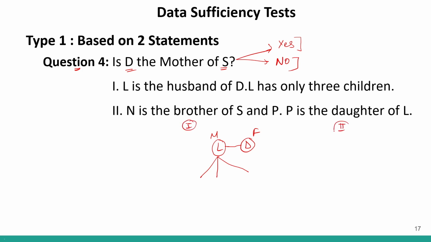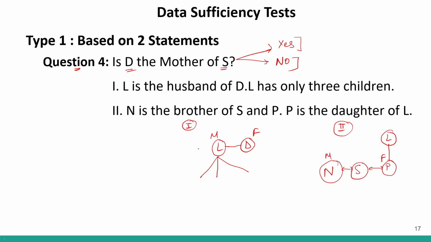The second statement says that N is the brother of S, so N is male, and S's gender is unknown, and of P. So P's gender is also unknown, but these 3 are siblings. And it is given to us that P is the daughter of L. So P is female and L's gender is unknown. So we have to find the relation whether D is the mother of S or not.